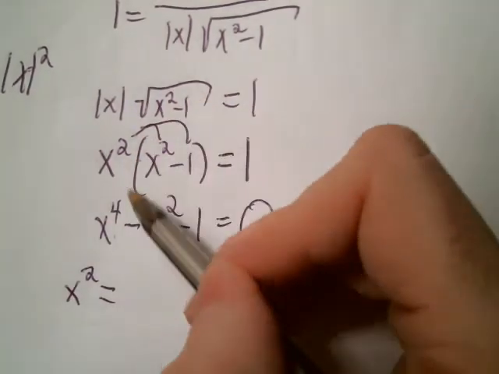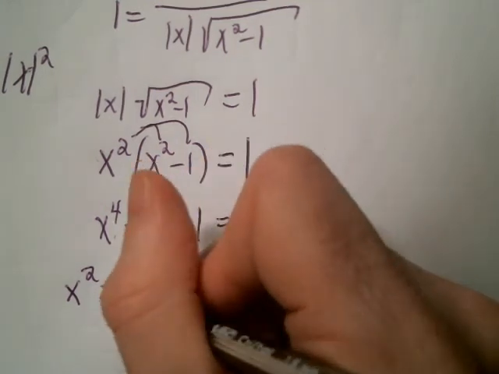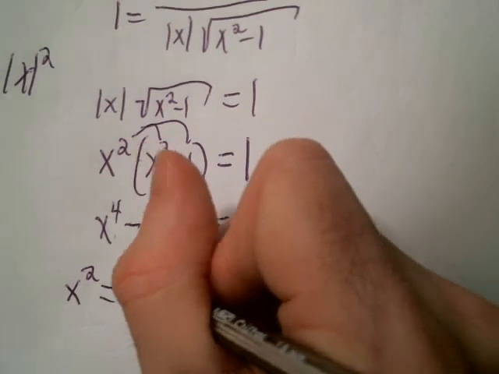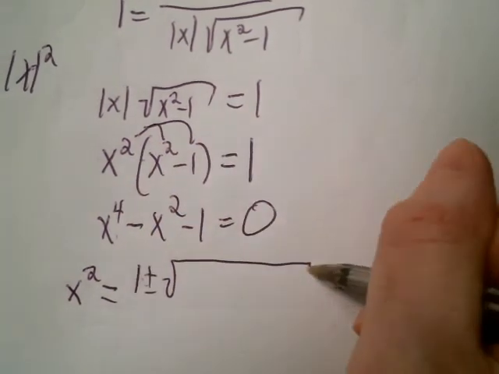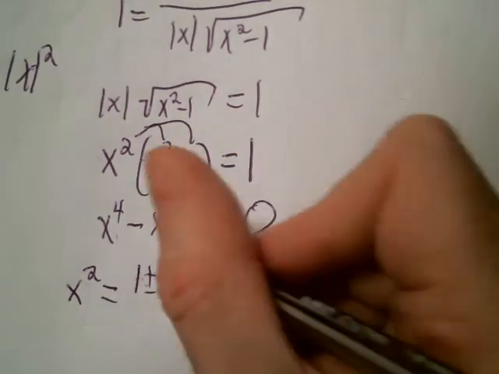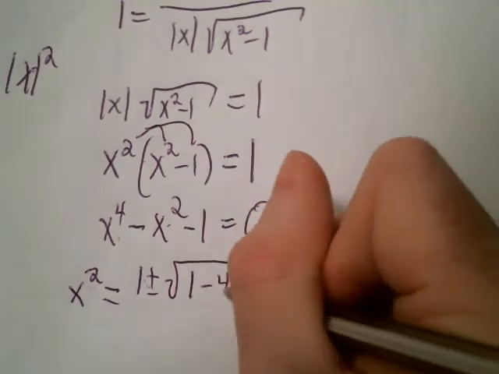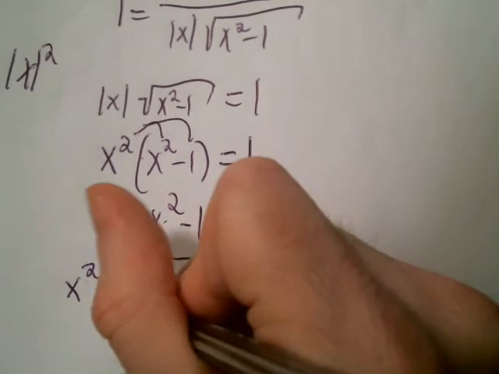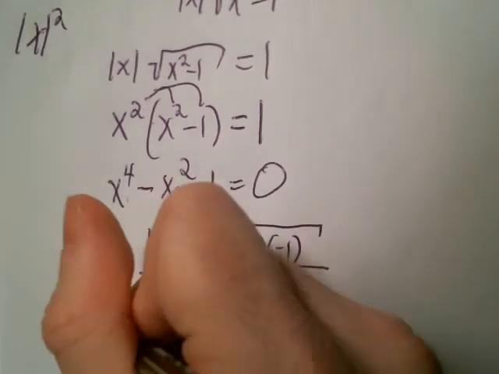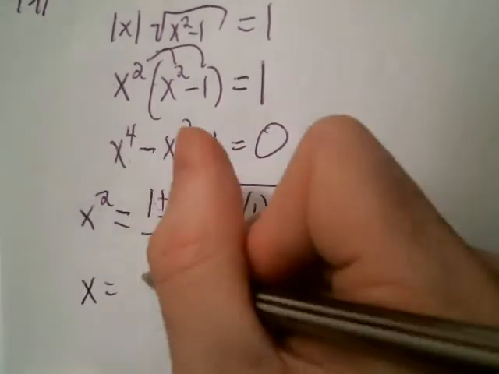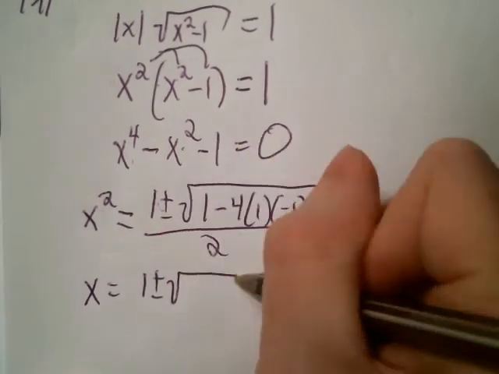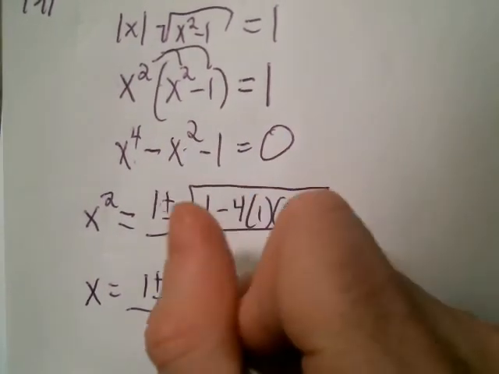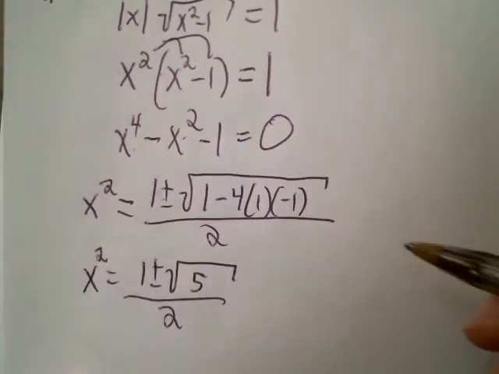Let's make sure I got everything else right. So the quadratic formula says it's negative b, so negative negative 1 plus or minus the square root of b squared. So negative 1 squared, 1, minus 4 times a, which is 1, times c, which is negative 1, all over 2. So you get x equaling 1 plus or minus square root of 1 plus 4, which is 5, all over 2, which may look familiar to some of you.